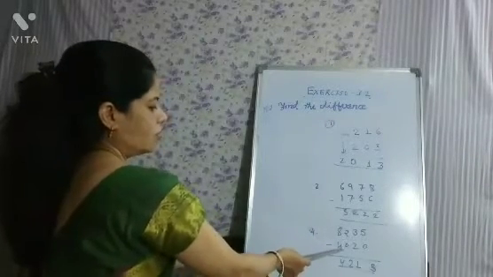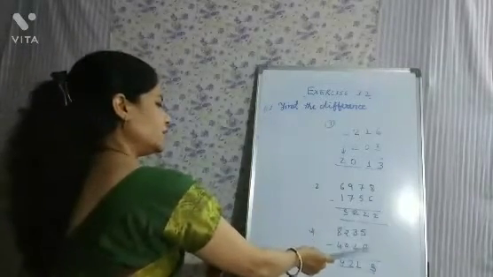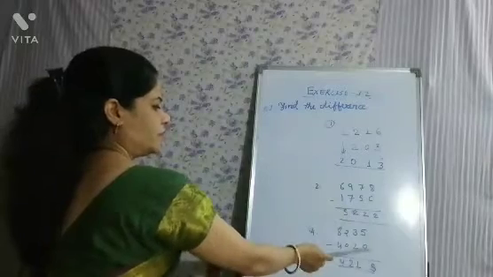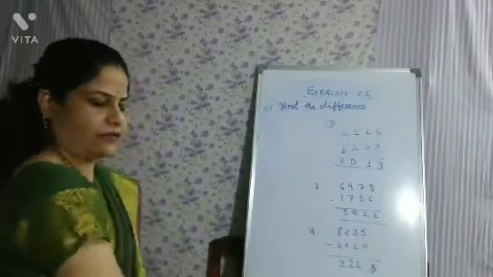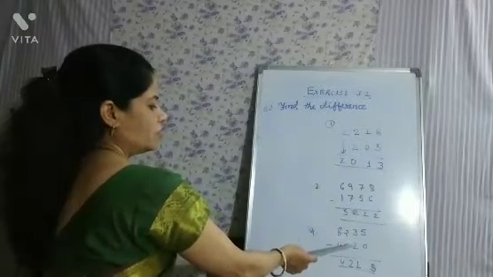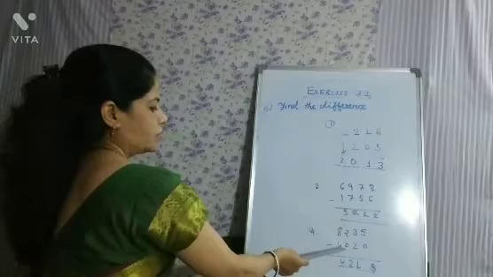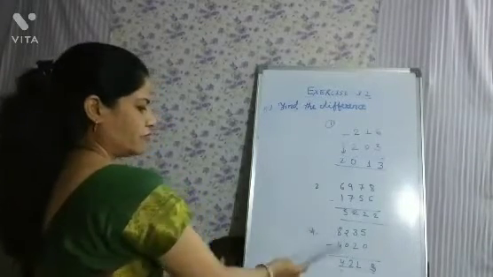Now fourth one. 8235 minus 4020. 5 minus 0 will be 5. When we subtract 0 from any number, we will get the number itself. 3 minus 2 will be 1. 2 minus 0 will be 2. And 8 minus 4 will be 4. This is the difference, 4215.